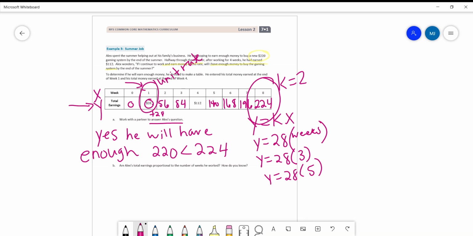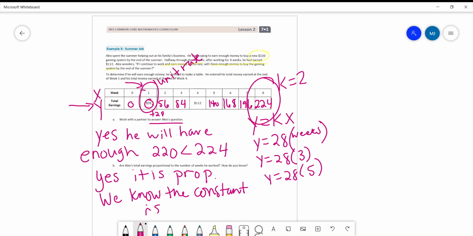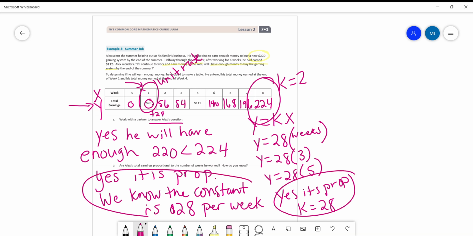Part B, are Alex's total earnings proportional to the number of weeks he worked, and how do you know? Yes, it is proportional, or prop. We know the constant is $28 per week. If we wanted to write that in more math terms, we would say, yes, it's prop, K equals 28. So either one of these answers would be sufficient.